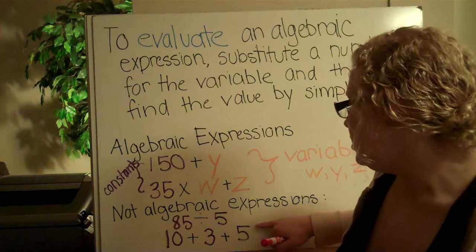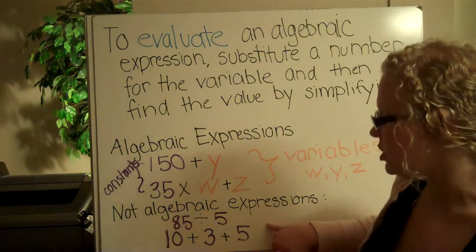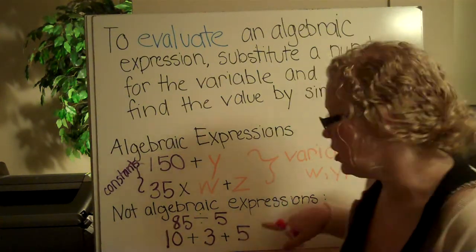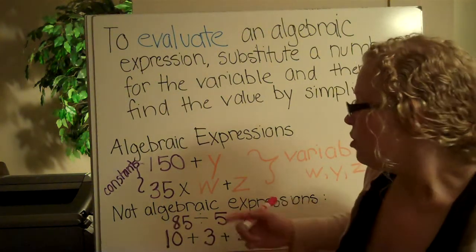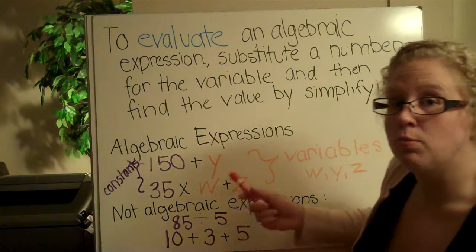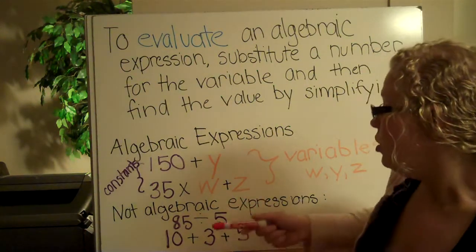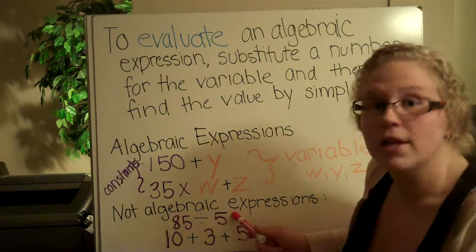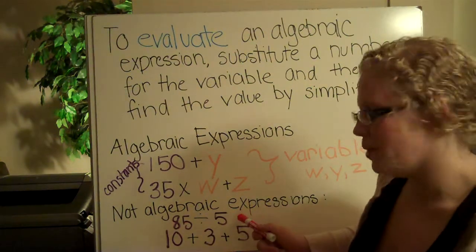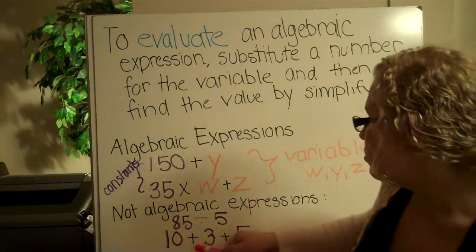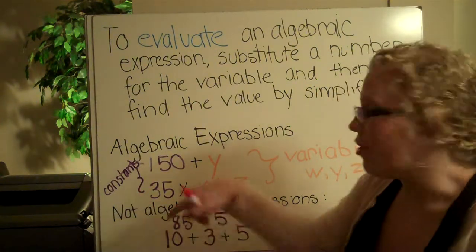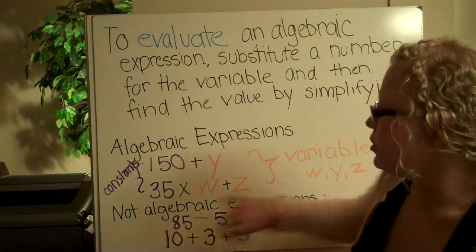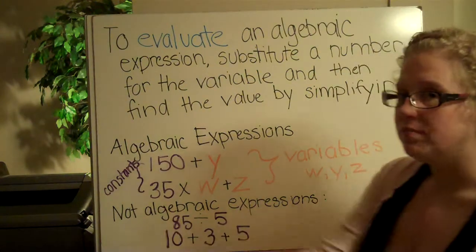Now these are not algebraic expressions because there's no variable in these examples. 85 divided by 5, we don't have any variables such as y, w, or z, so this is not an algebraic expression. And 10 plus 3 plus 5, once again we have all constants and there are no variables, therefore it's not an algebraic expression.